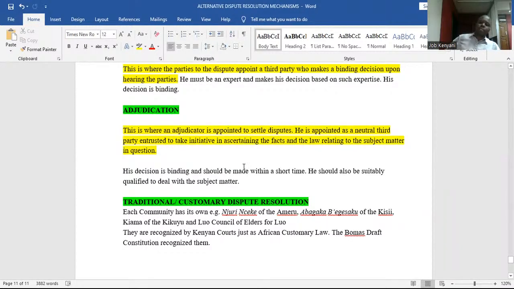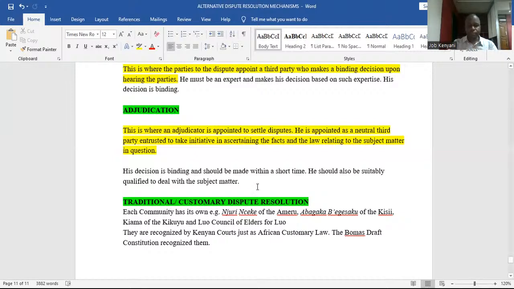So for example, in this case, maybe there's a dispute in the cabinet. The president in this case appoints maybe the senior most cabinet member to resolve such kind of disputes. So he's appointed by a neutral third party entrusted to take the initiative. When that third party sees there's a problem in government functioning as a result of that dispute, he should take the initiative. Who is it? It is actually the president. So he chooses the senior most cabinet member to become the adjudicator, to resolve the dispute.